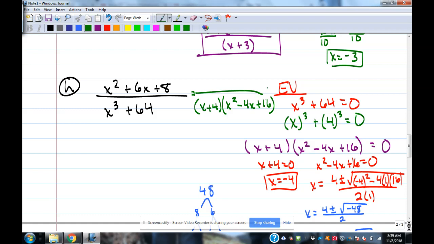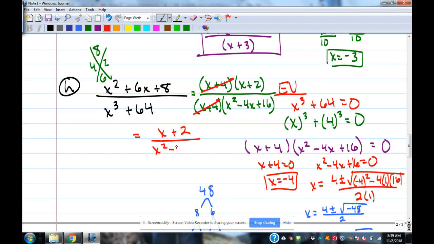How does the numerator factor? Multiply to be 8, add to be 6. I'm doing the X method there. That's what I'm doing. 4 and 2. Can I use that shortcut? What cancels? Yeah, that's beautiful. So we got x plus 2 over x squared minus 4x plus 16.